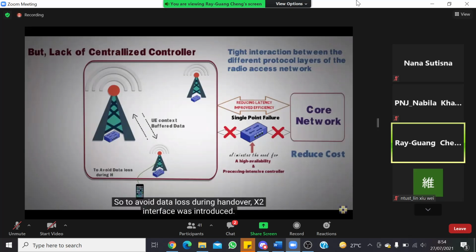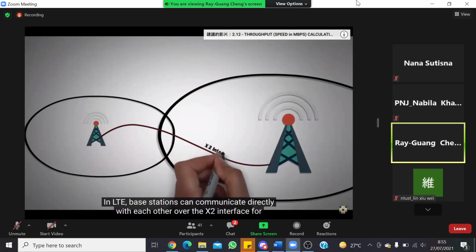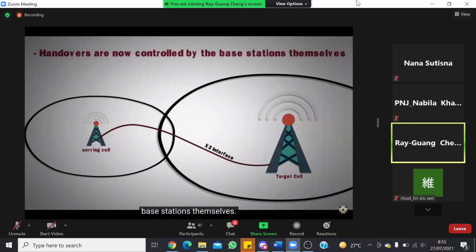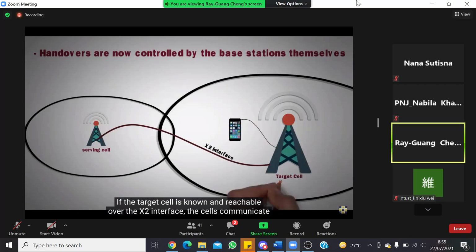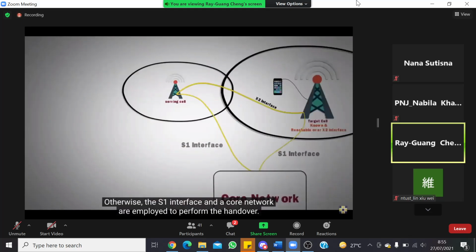So, to avoid data loss during handover, the X2 interface was introduced. In LTE, base stations can communicate directly with each other over the X2 interface for two purposes. First, handovers are now controlled by the base stations themselves. If the target cell is known and reachable over the X2 interface, the cells communicate directly with each other. Otherwise, the S1 interface and a core network are employed to perform the handover.